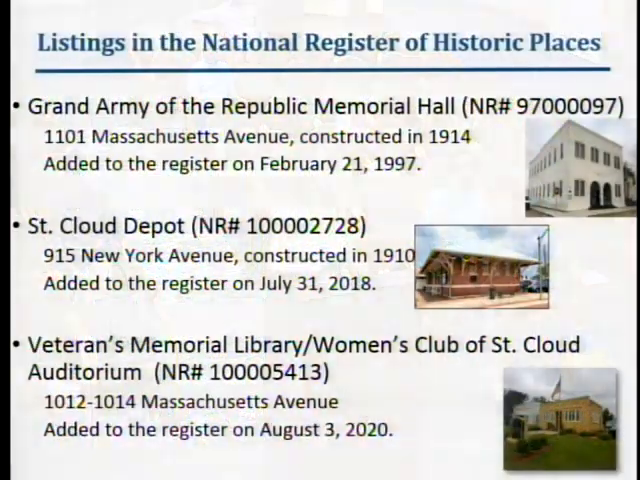Okay. So as Ruben mentioned, several buildings are individually listed here in St. Cloud, including the GAR Memorial Hall, the Depot, and of course the Women's Club. So these helped establish some of the historic and architectural context for the district nomination itself.